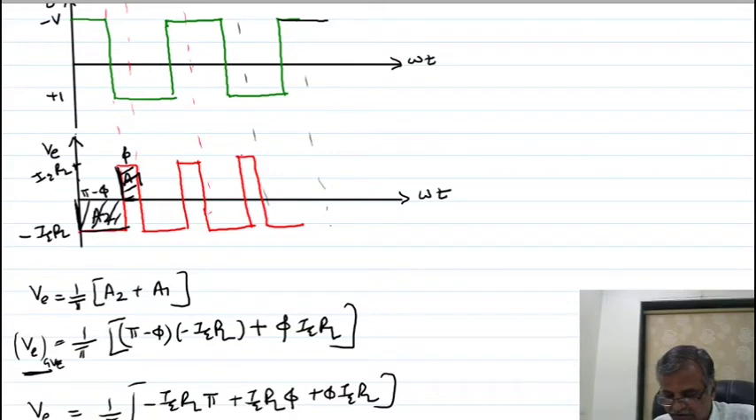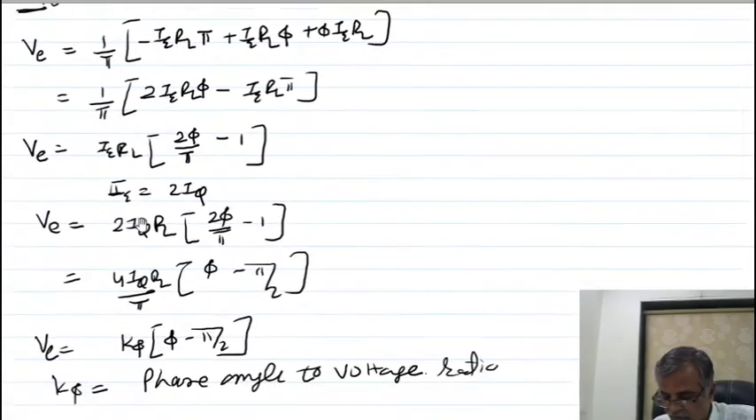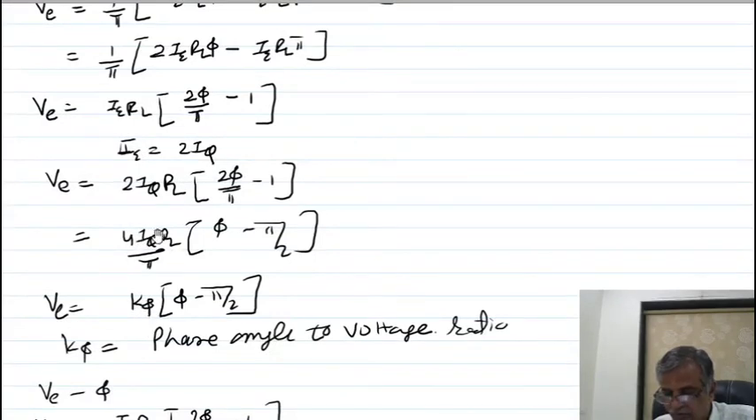So this area I have written, this multiplied with this multiplied with this, that I have written here, and I have simplified this. You are getting this equation. This shows that V is proportional to phi. There is no Vs, no input signal. So both the problems are overcome. Now this is a voltage conversion ratio, 4 I_Q R_L upon pi. It is a phase angle to voltage conversion ratio.